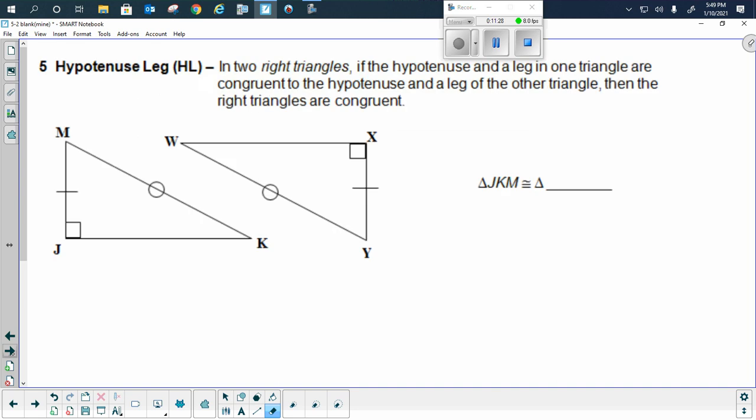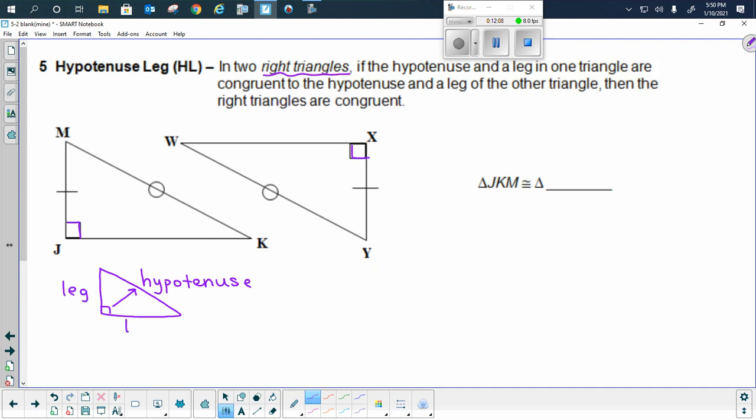Next, the last shortcut is HL, what's called hypotenuse leg. So in two right triangles, that's going to be a key first. Make sure you're noticing it's a right triangle. You've got to have those right angles in there. So in two right triangles, if the hypotenuse and a leg in one triangle are congruent to the hypotenuse and leg in the other triangle, then the right triangles are congruent. Just in case you forget, in a right triangle the side across from the right angle, the longest side, is always called the hypotenuse, and the other two sides are called legs.